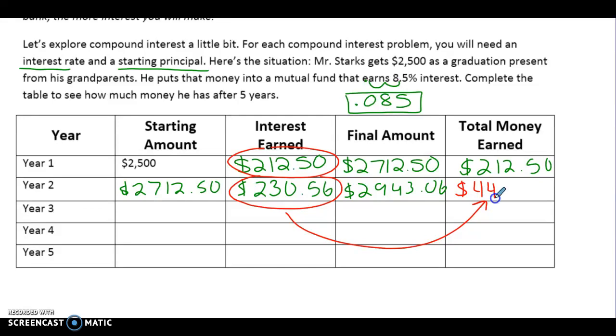$443.56. That's not right. You shouldn't tag me. Okay, I want you to finish this chart off and see if we can all get the exact same final amount for year 5. Go.